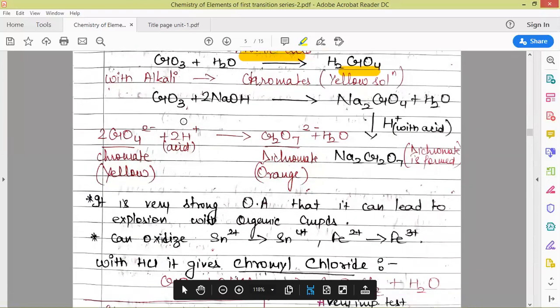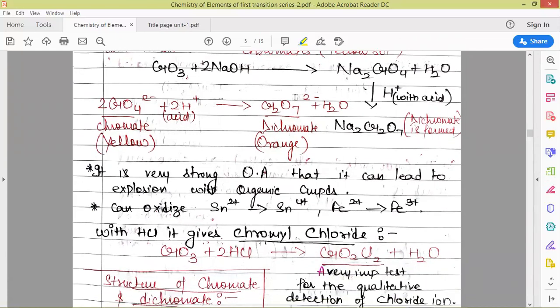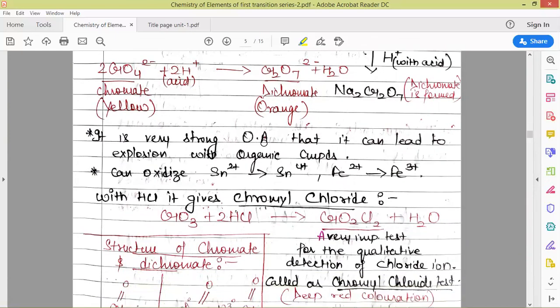So in alkaline medium, when CrO3 is treated with alkali, it gives us the formation of chromates. When the solution is then made acidic, the conversion of chromate to dichromate takes place, that is, the yellow coloration changes to orange coloration. So these three reactions are very important, and can be asked in your exam: what happens when CrO3 is treated with water, with alkali, and with acidic medium.